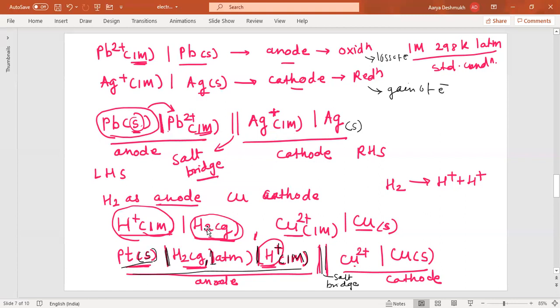So you do not have to add anything extra here. But in this case, H2 is in gaseous phase, so you need to add platinum as an electrode at the left hand side, or at the anode. There is no need to add anything here. So this copper metal strip itself acts as the cathode.